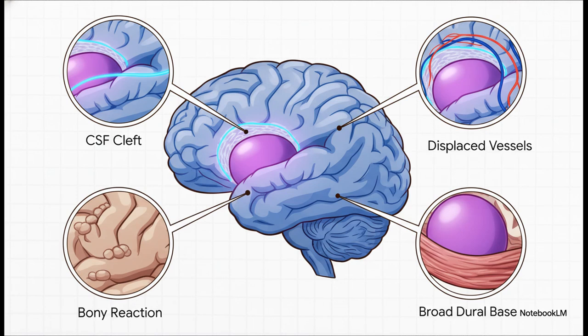So, how do we spot one of these party crashers? Well, we look for 5 classic signs. The most reliable one is what's called a CSF cleft. That's a little pocket of spinal fluid that gets trapped between the mass and the brain. We also look for blood vessels that have been pushed aside, a little sliver of gray matter stuck between the mass and the white matter, a wide base where it's attached to the dura, or even a reaction in the skull bone right next to it. Finding any of these is a huge clue.